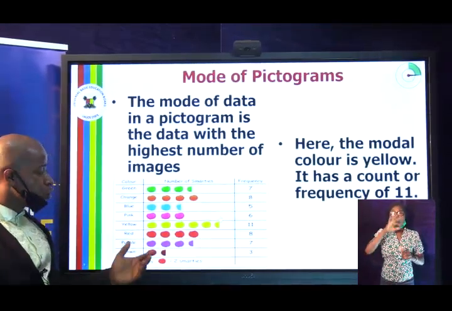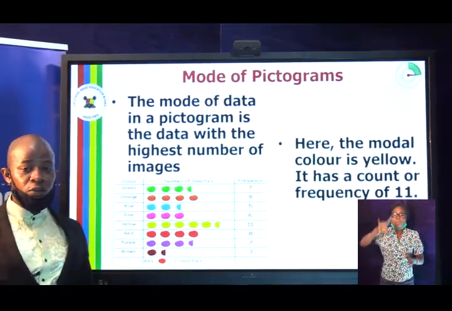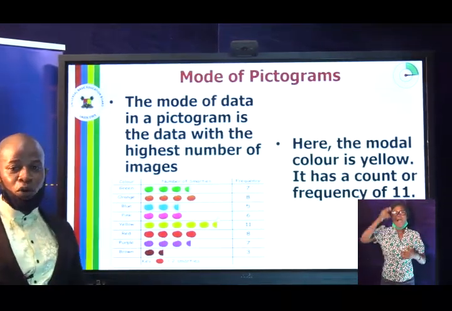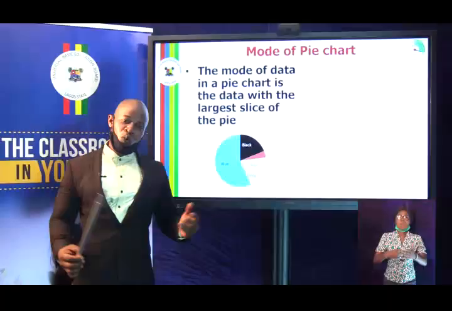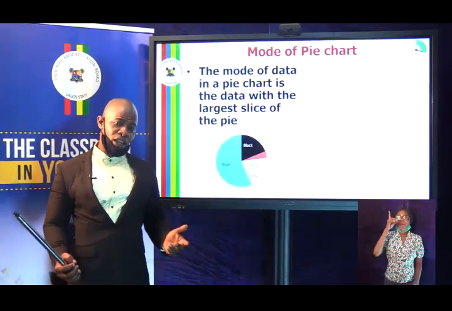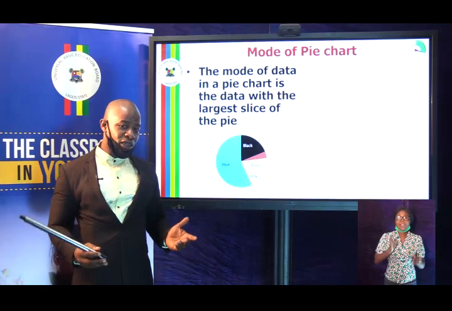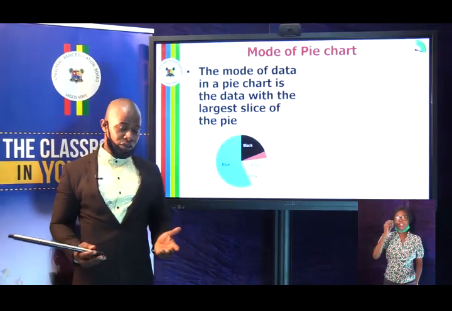So it's very easy. Look at the pictogram, pick the one that has the highest number of images, and that is your mode for pictogram. Now, what about if our data is organized in a pie chart? Well, that is also very easy to identify.